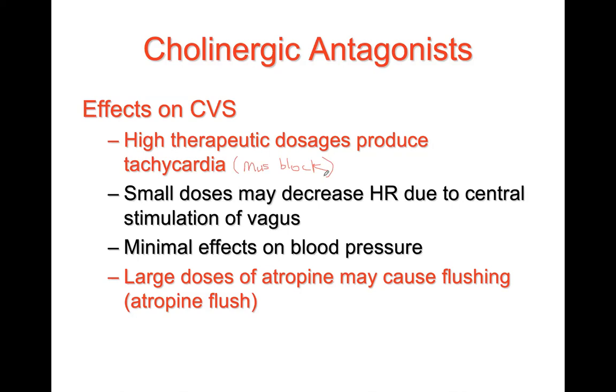Sometimes at very small doses in a few patients, we actually see a decrease in heart rate. Atropine can sometimes stimulate the vagus nerve centrally. It's not a real big deal, but the explanation seems to be a central action there. One of the things that's nice about atropine is it really doesn't have any direct effects on blood pressure. Most of its effects are on the heart, and any effect on blood pressure may be due to the change in heart rate.